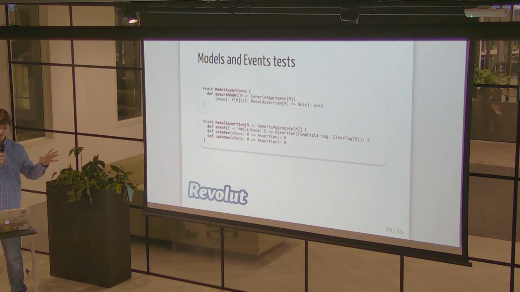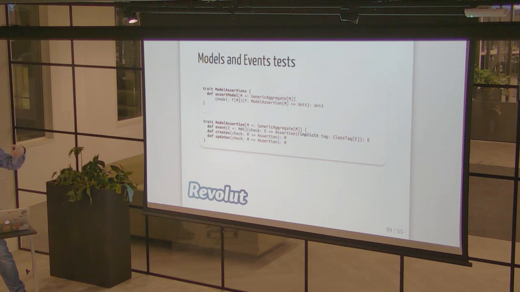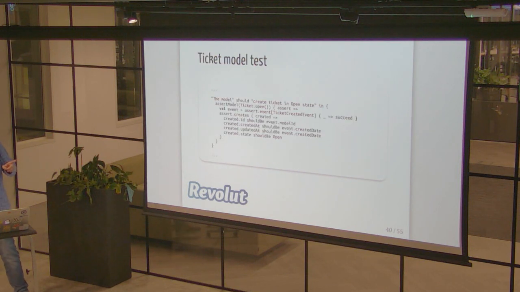The second method is create. It basically checks that the model was created during an execution, not updated, and update checks that the model was updated, not created. You can also perform additional asserts for the model in the closure. So this is an example of how we test, for example, the ticket open operation. We perform this operation, we pass the result to the assert model API, and we retrieve the assert.